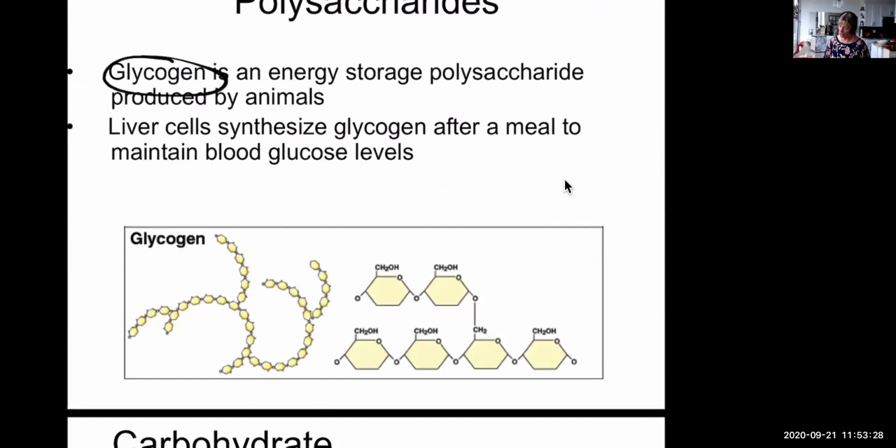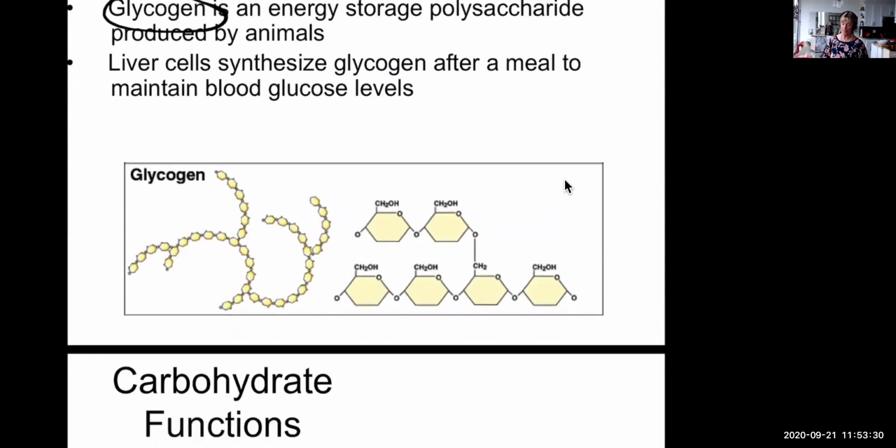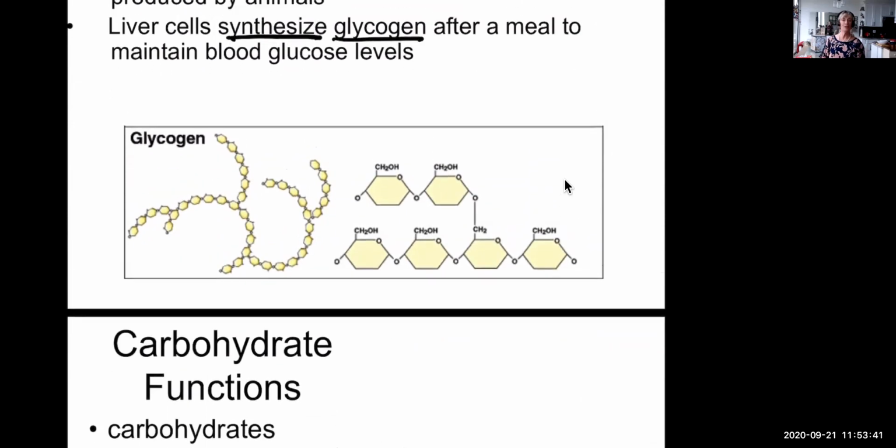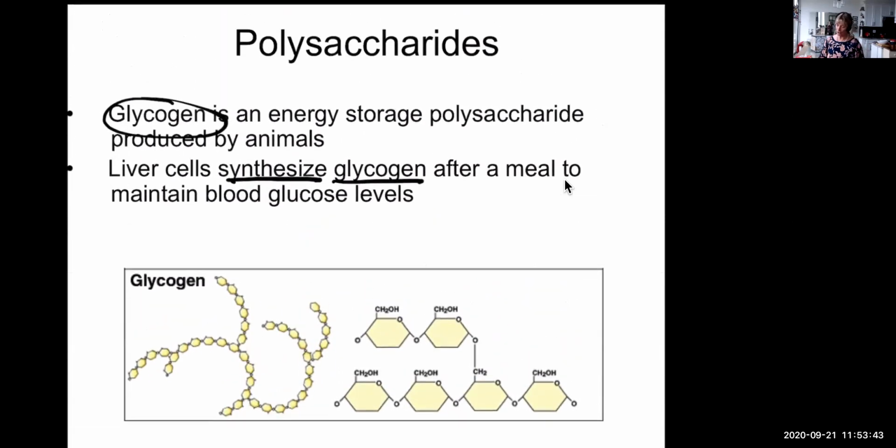Glycogen is our energy storage polysaccharide. It's produced by animals. Our liver cells do the work. They synthesize glycogen after you eat, and that takes the glucose out of your blood. So it maintains your glucose levels in your blood. This is a chain of glycogen. It's branched.